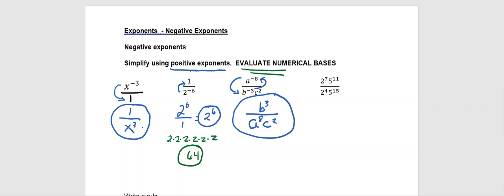Okay, so this last example was pretty straightforward because our terms were all different variables. Sometimes, though, we're going to notice that our numerator and denominator share the same base. So I want you to think about this as really nothing more than 2 to the 7th over 2 to the 4th times 5 to the 11th over 5 to the 15th.